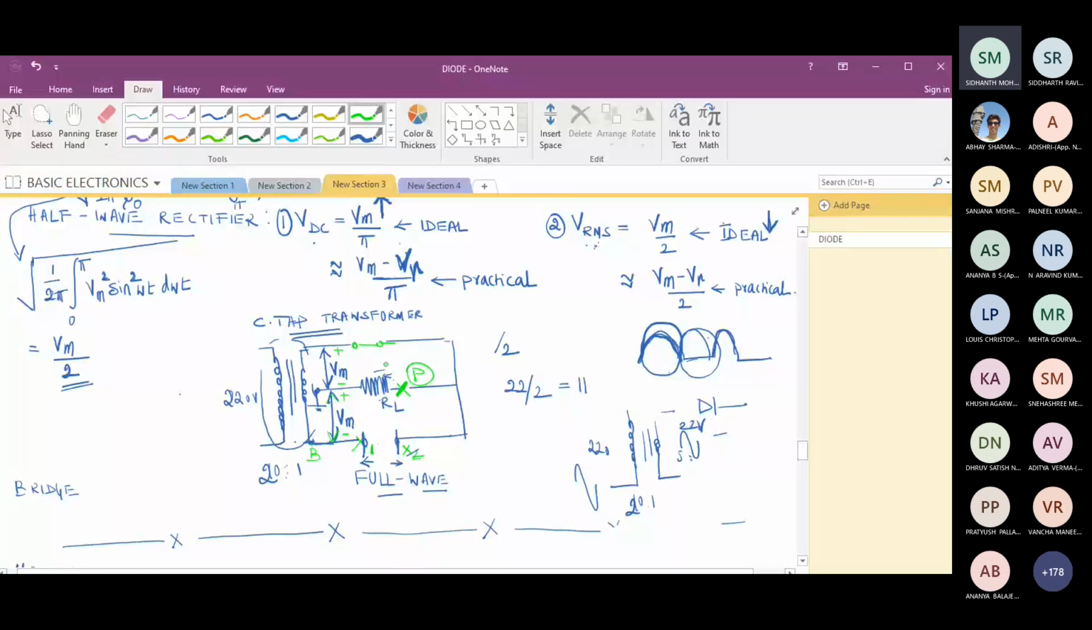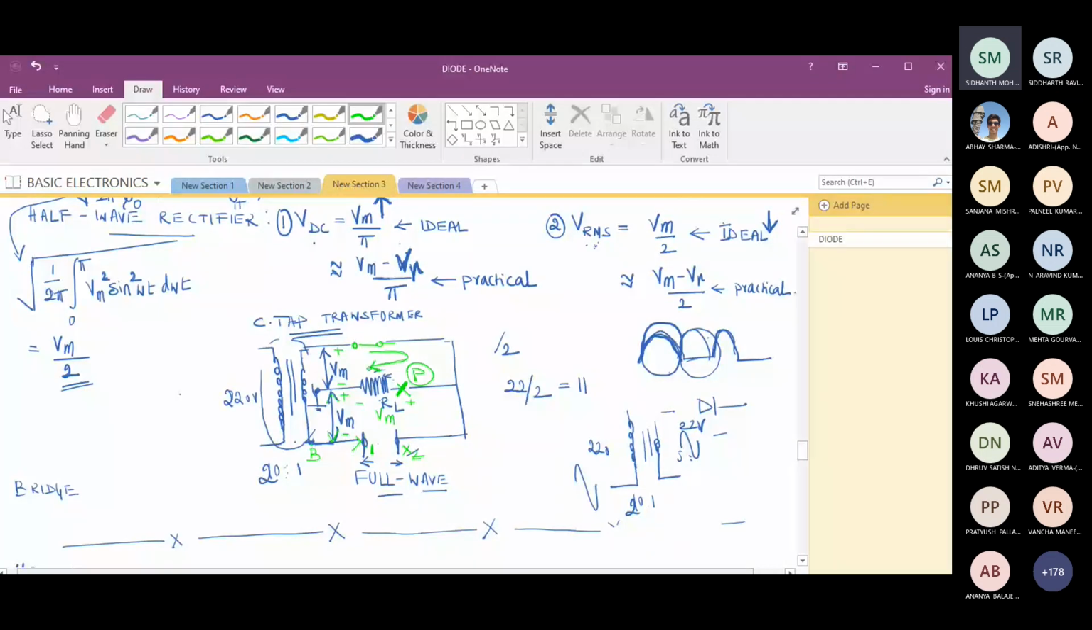Yes or no? Will the current flow, sir? Yes. If that is the case, across the load, will I get plus minus Vm? Yes, sir. See, why I'm writing plus minus Vm?